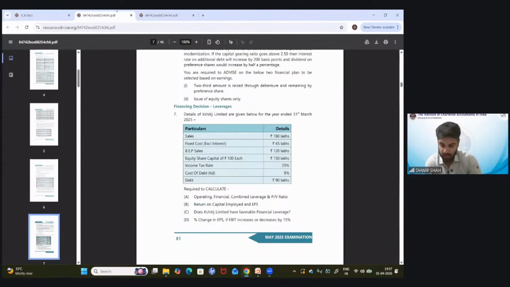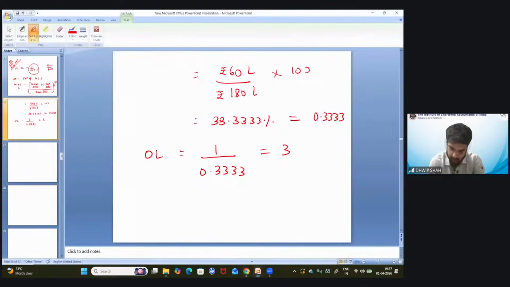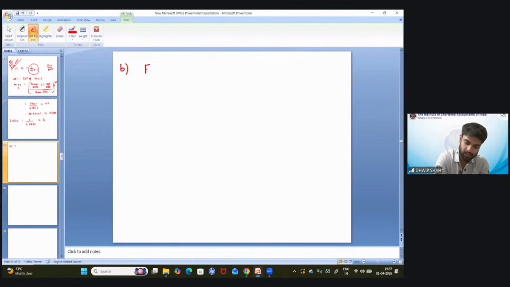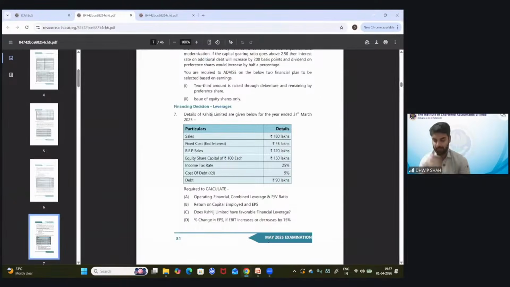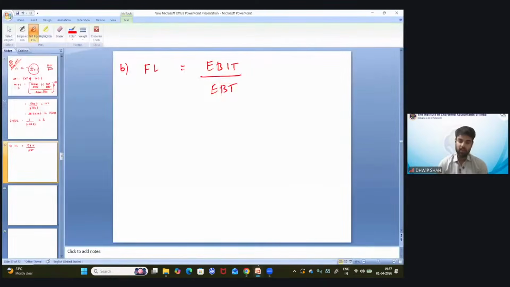Okay, next. We are asked to calculate financial leverage. So this is first in A, operating leverage. B, financial leverage. What is the formula? It is nothing but EBIT upon EBT. Check in the question anywhere. Have they given EBIT? Anywhere have they given EBT? Have they given anything? So we need to first calculate. How will we calculate?